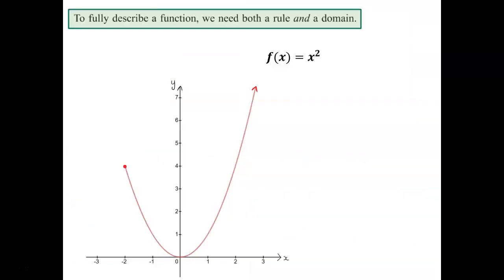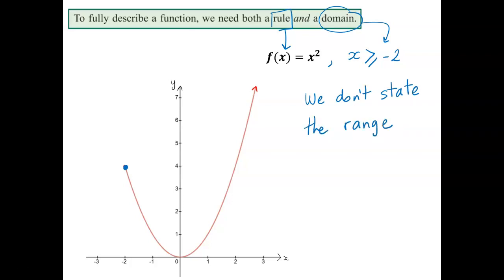To fully describe a function, we need both a rule and a domain. If you have a look there on the screen, you have f of x equals x squared. Now we don't have the whole parabola there. We have a starting point. So the equation is your rule, but now we have to specify what part of that function we have there. And you state the domain next to it. The x values can be anything from -2 onwards. So x greater than or equal to -2. When you're writing down conditions, you only ever write down the domain next to it. You never ever write down the range.